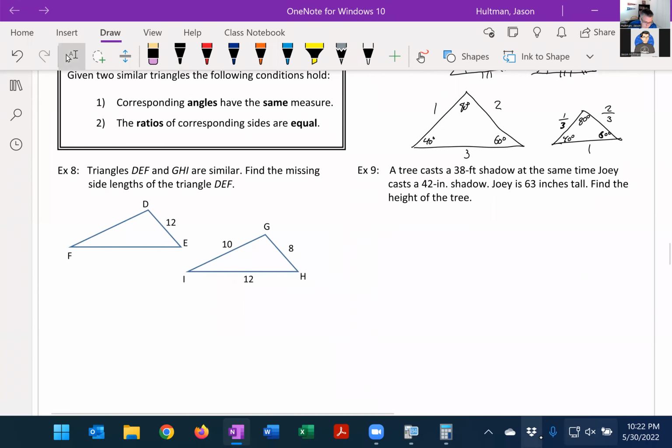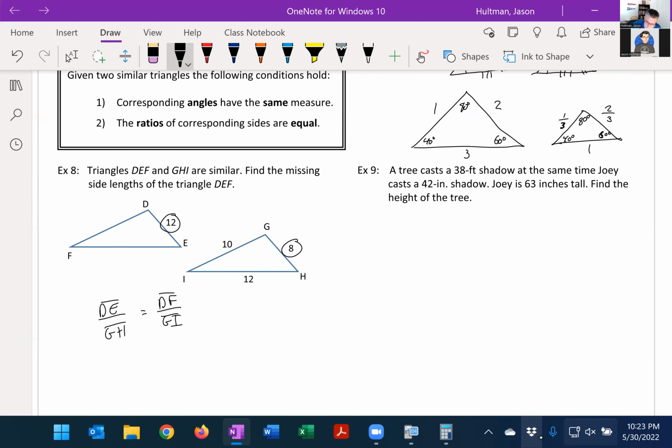So let's look at examples 8 and 9 here. Triangles DEF and GHI are similar. Find the missing side lengths of the triangle DEF. They're telling us they're similar, but we want to find the missing sides. We know that corresponding sides, DE and GH, have to be proportional. So I know DE to GH has to be the same as DF to GI.